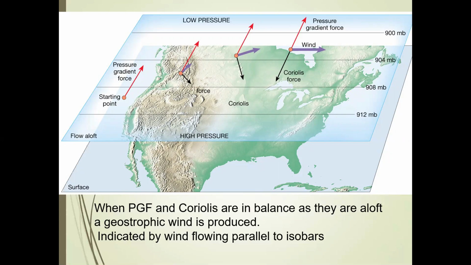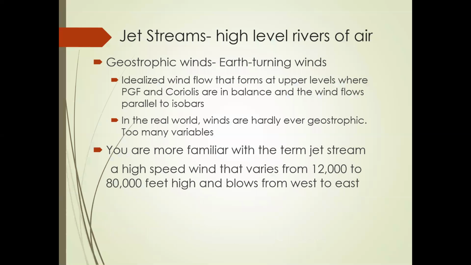Well, at some point, Coriolis and pressure gradient force are going to be in balance with each other. And the wind then will be moving parallel to the isobars. So we call that a geostrophic wind. You probably know that better as the jet stream.